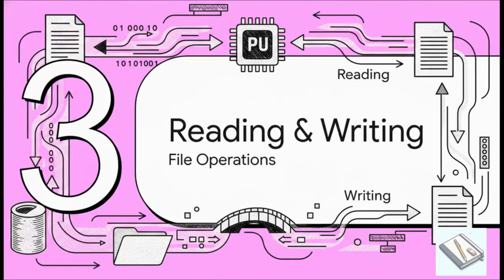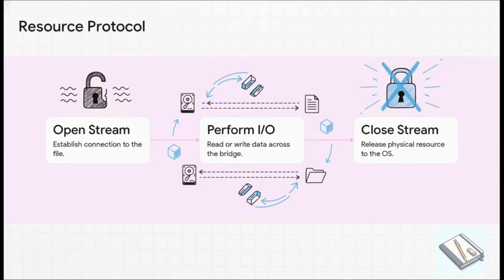All right, Section 3, reading and writing files. Whenever you're dealing with files in Java, I highly recommend treating it like a strict physical safety protocol. It's a 3-part sequence every single time. Step 1, open the stream. You're establishing that connection to the file. Step 2, perform your actual read or write operation, pushing or pulling data across that bridge we talked about. And step 3, which is absolutely critical, close the stream. Release that physical resource back to the operating system. We're going to get into exactly why step 3 is so vital in just a bit, but for now, just burn the sequence into your brain.